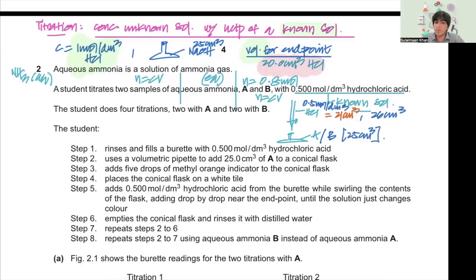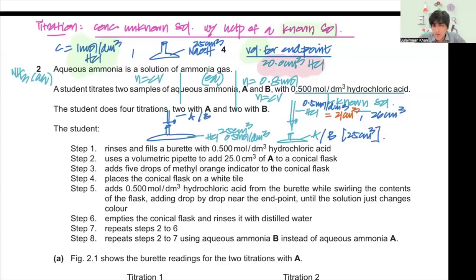But there's a catch to it. What if I flip the situation? Now think about it. What if I flip, because students then tend to start rote learning this. Don't rote learn it. Use common sense. What if I flip the situation? What if at the top I put A, and then at the top I use B, and at the bottom what I do is I add hydrochloric acid with a concentration of 0.5 mole per dm cube, the same thing, and that's 25 cm cube. How do I know it's 25 cm cube? Because I used a pipette to pour hydrochloric acid inside this conical flask.